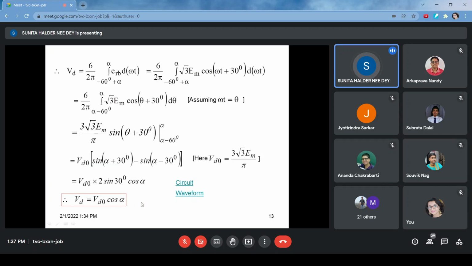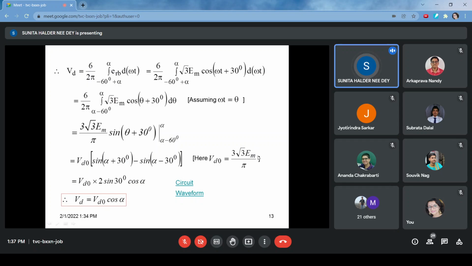If we use some other expression, we may get VD0 cos alpha plus some time delay term like sin omega t, some other expression. But actually you will get VD0. This 3 root 3 EM by pi, you will get in any case if you start from ERB, EBY, whatever. So the DC voltage is VD0 cos alpha. In terms of AC voltage, it is 3 root 3 EM by pi cos alpha.